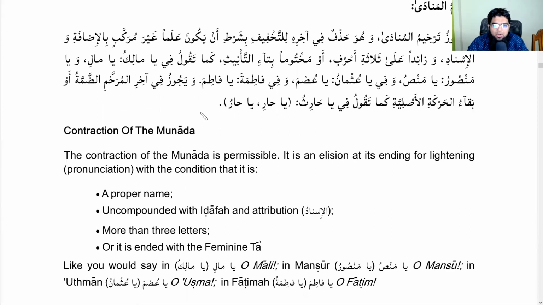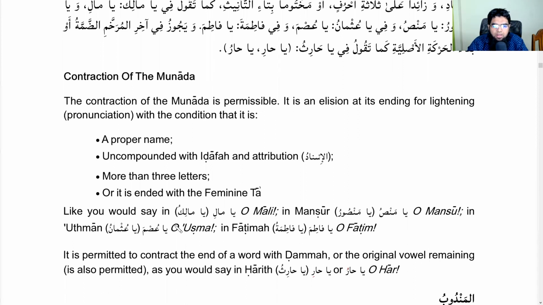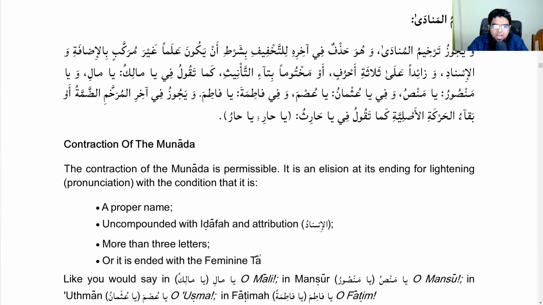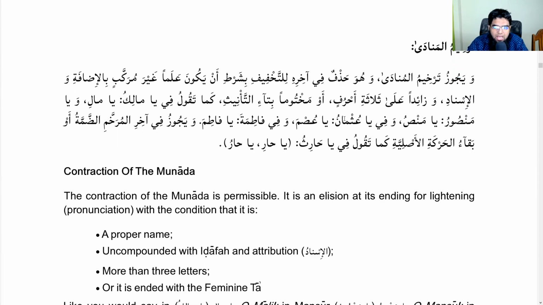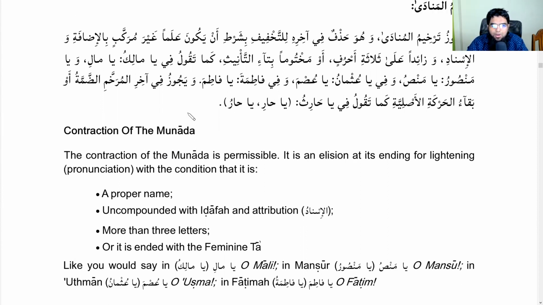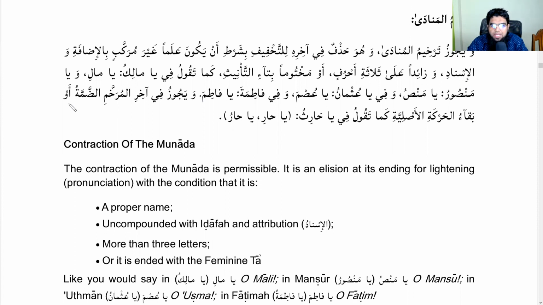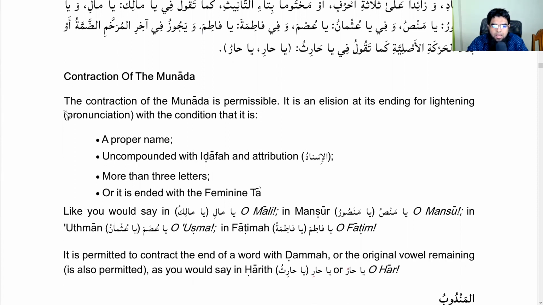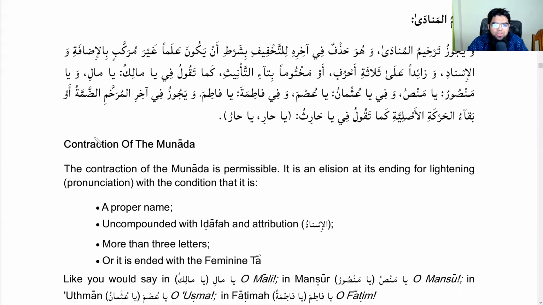We can delete the ta marbuta, he says. Ya Fatima, Ya Uthma. Oh, he gave a fatha because of the alif, no? Uthmanu. So the fatha is already there. So Ya Uthma, and Fatima, Ya Fatim. ويجوز في آخر المرخم, the word which is murakham, it is permitted to give the end of the word a dhamma. Lovingly you give dhammas.